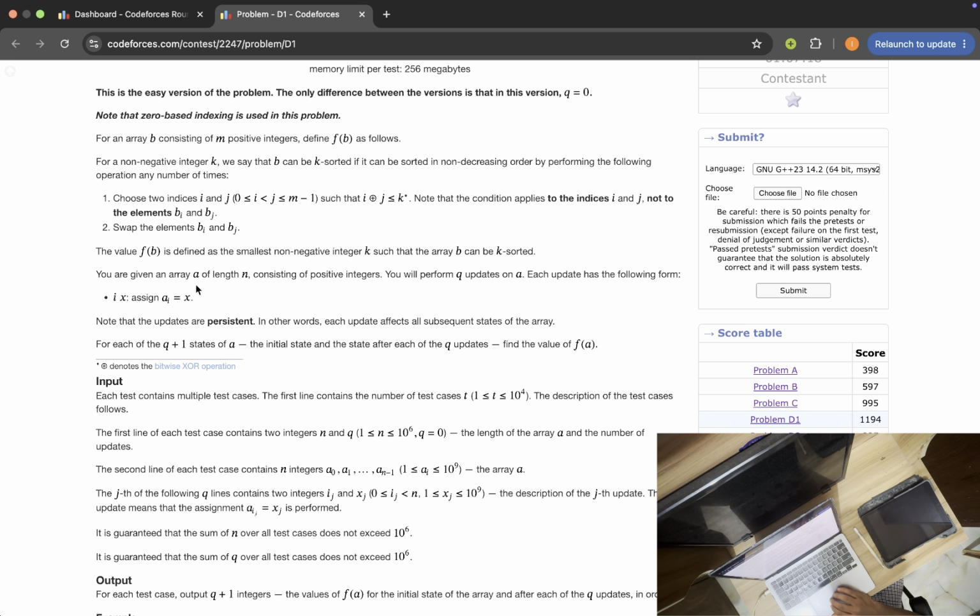You are given an array A of length n consisting of positive integers. You will perform q updates on A. Each update has the following form: i x, assign A_i equal to x. Note that the updates are persistent. In other words, each update affects all subsequent states of the array.